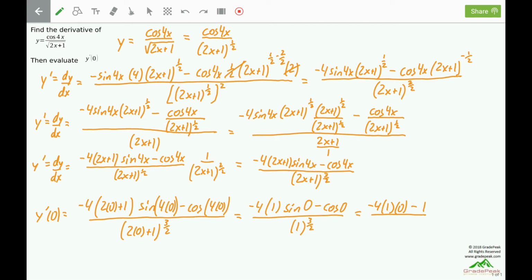1 to the 3/2 means the square root of 1, which is a 1, and then you cube that result, so we'll have 1 cubed. And back in the numerator, negative 4 times 1, and then times 0 will all just be a 0, so we have 0 minus 1 over 1 cubed, which is 1. 0 minus 1 is negative 1 over 1, so altogether that comes out to negative 1.